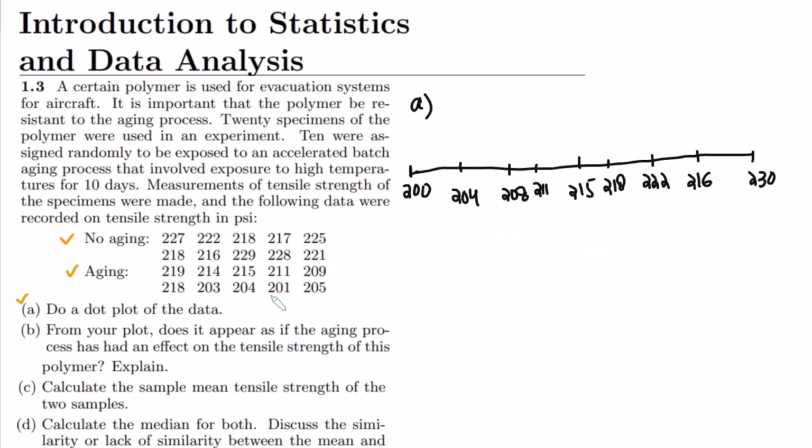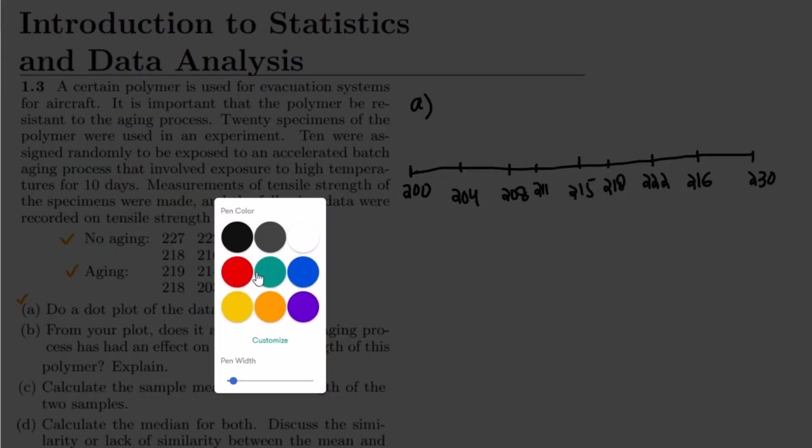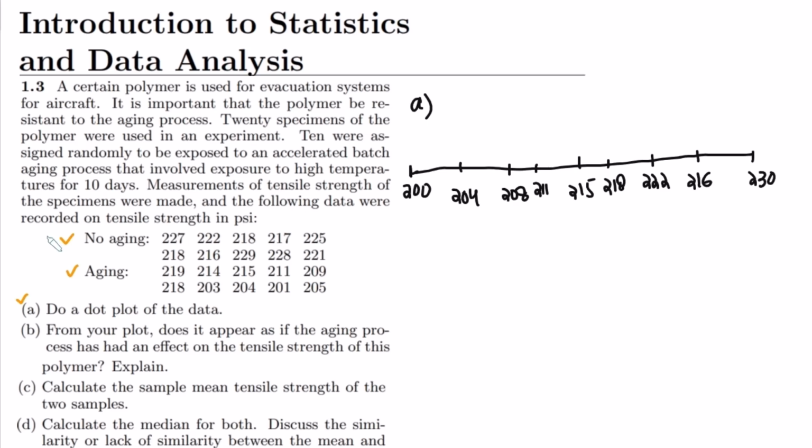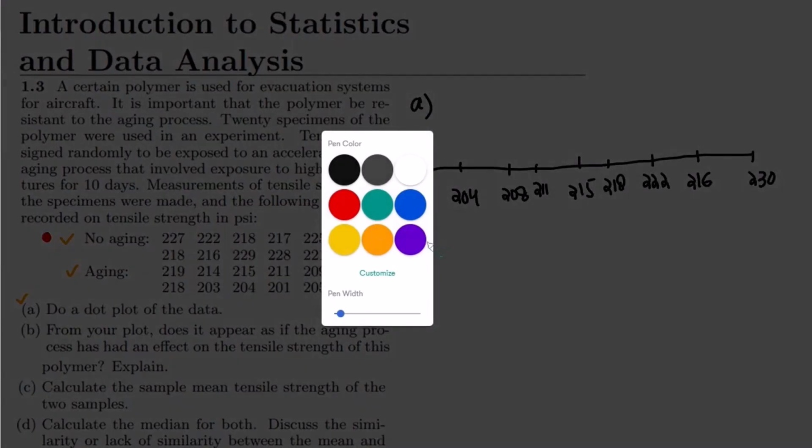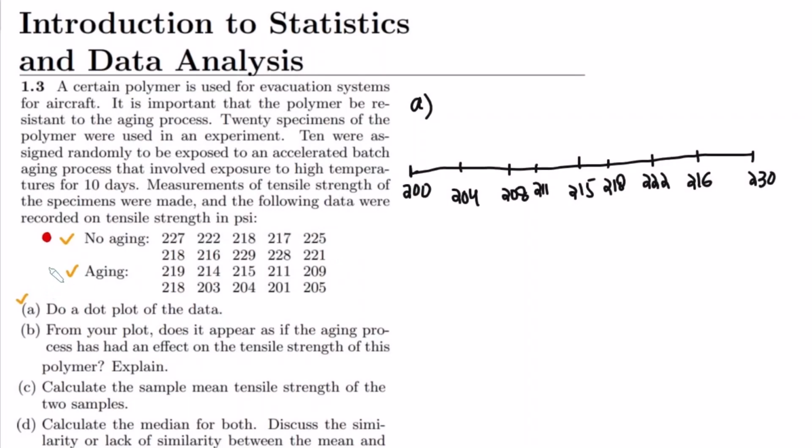So for plotting them, let me use different colors. For the non-aging, I'm going to use the red color, and for the aging, I'm going to use this one. This is cross and this is dot. For them, I'm going to try them here. So the first data I'm going to plot here is for the non-aging, and the first point I have is 227, sorry, this is 226. Yes, this is 220.